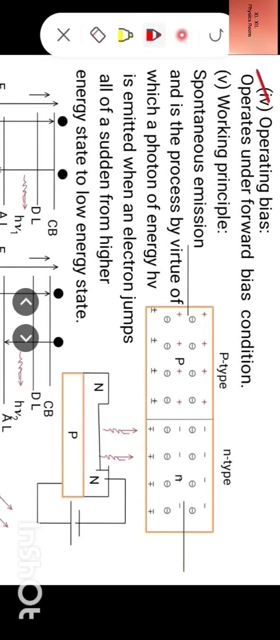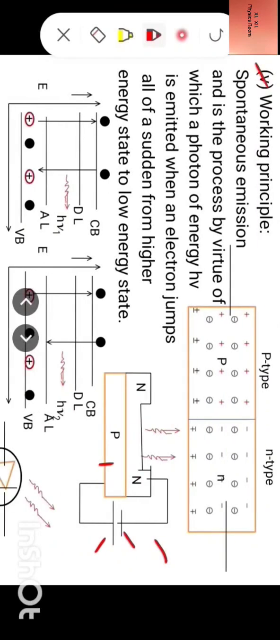Fourth, operating bias. LED operates under forward bias condition. Look at this diagram. Here N-type material is connected to the negative terminal of the battery and P-type material is connected to the positive terminal of the battery. It means this diode is a forward biased diode.